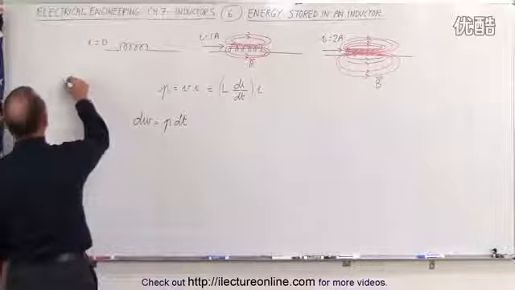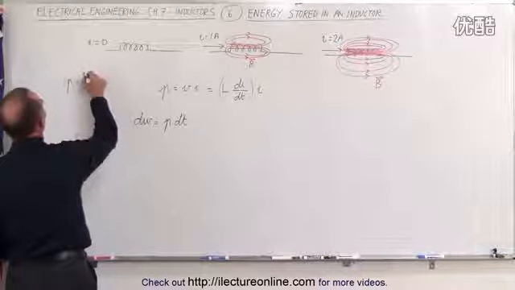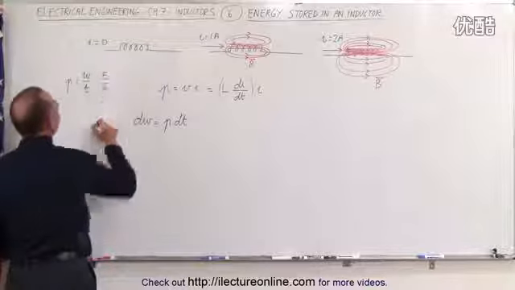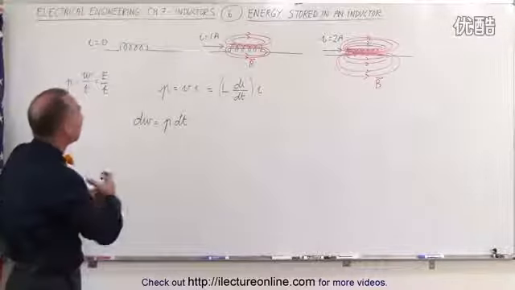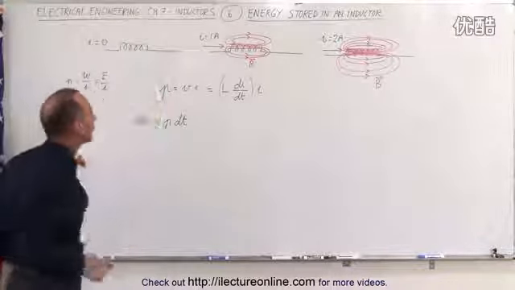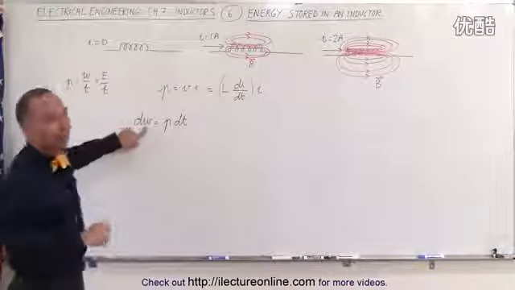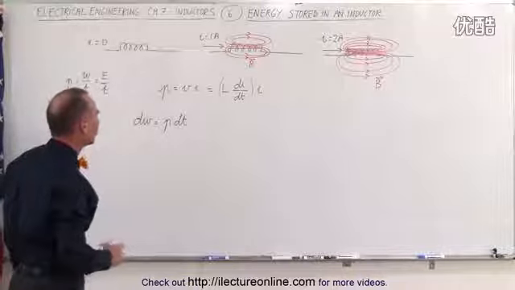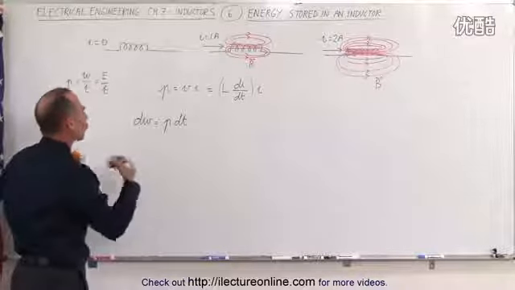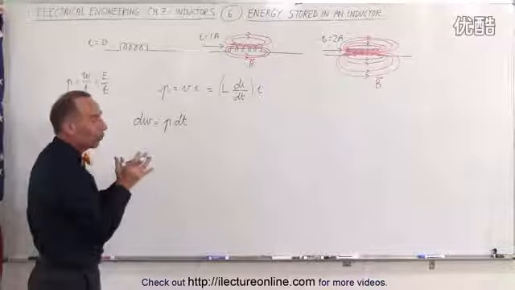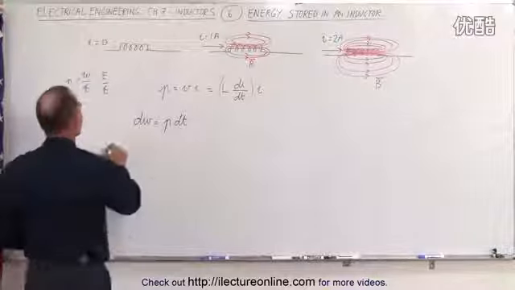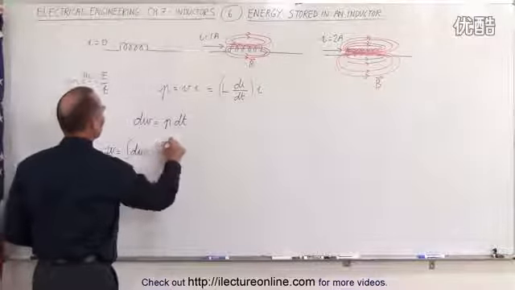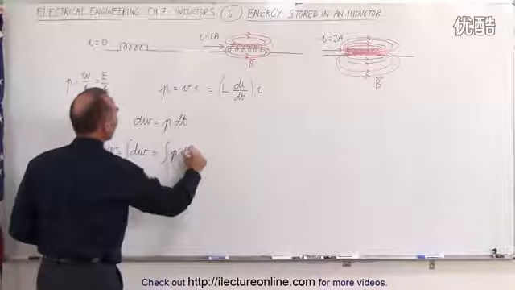Remember that the definition of power is work over time or energy over time. Of course, the amount of work you do is equal to the amount of energy you store in the inductor. So we can use the letter W for work, or we can use the letter E for energy. Now, to have the total work done, which is equal to the total energy stored in the inductor, we can say that W is equal to the integral of dW, which is equal to the integral of P times dt.